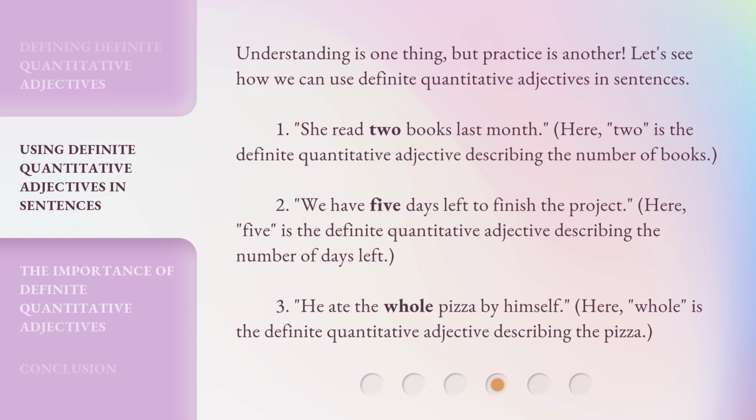2. We have 5 days left to finish the project. Here, 5 is the definite quantitative adjective describing the number of days left. 3. He ate the whole pizza by himself. Here, whole is the definite quantitative adjective describing the pizza.